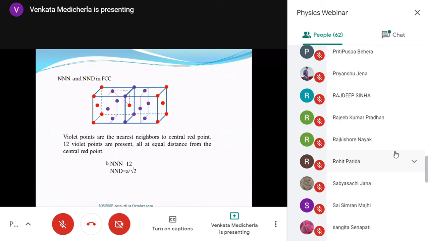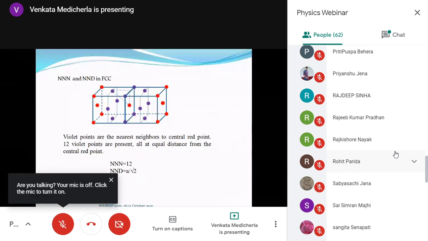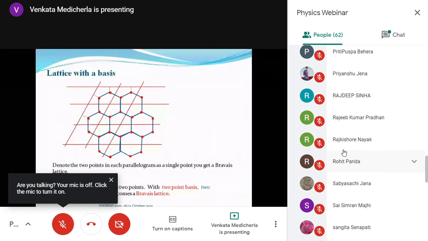So this is a very important thing, and if you have any confusion, you can ask me later. But just look at the diagram properly and realize that all those 12 atoms, lattice points, whatever I indicated by violet color, are at equal distance from the central lattice point. That's why it has 12. The number of nearest neighbors is 12, and the near neighbor distance is a by root 2.